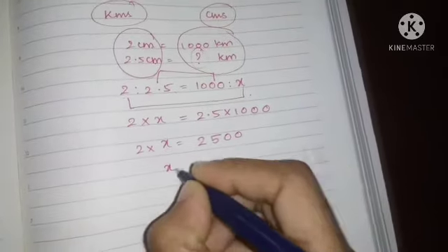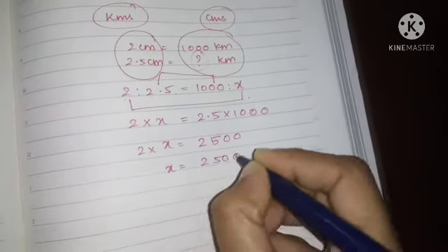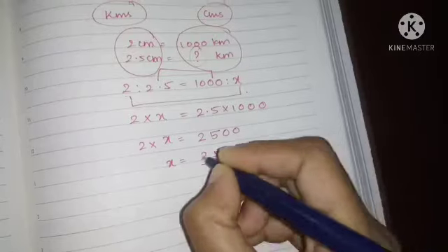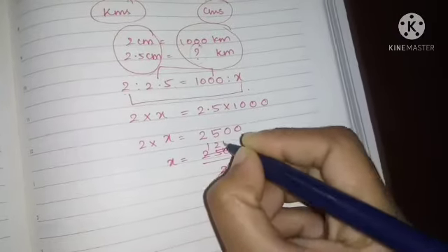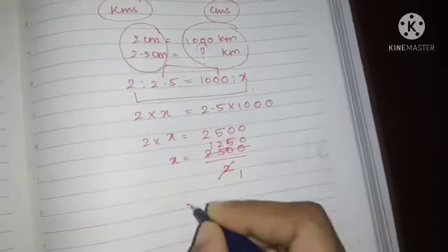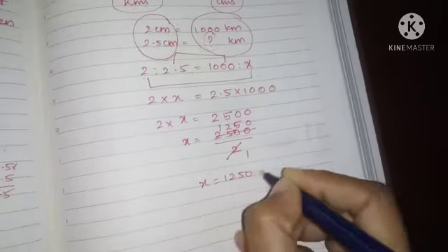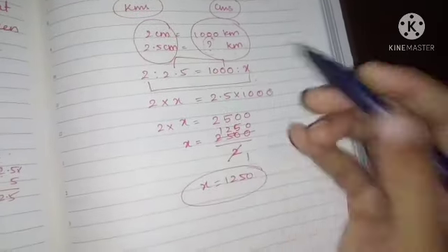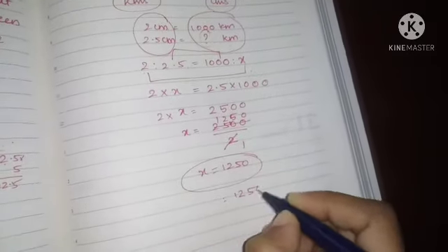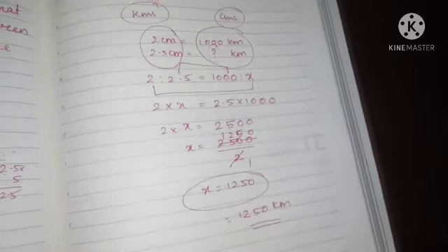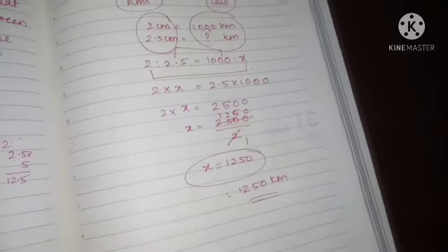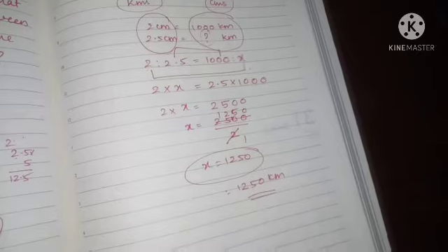Okay, then x only we want to find, right? 2500 divided by 2. 2 ones are 2, 2 twos are 4, 1, 5 twos are 10, 0. So x is equal to 1250. So what is x? Kilometers. About 1250 kilometers.